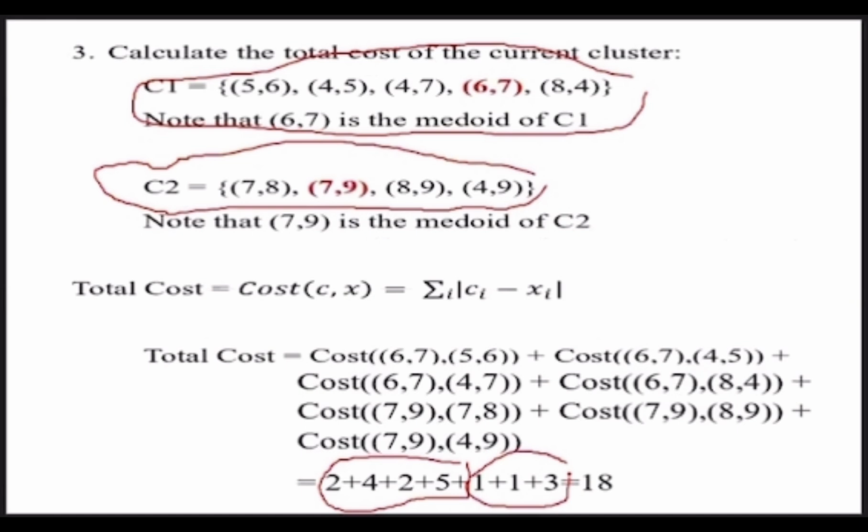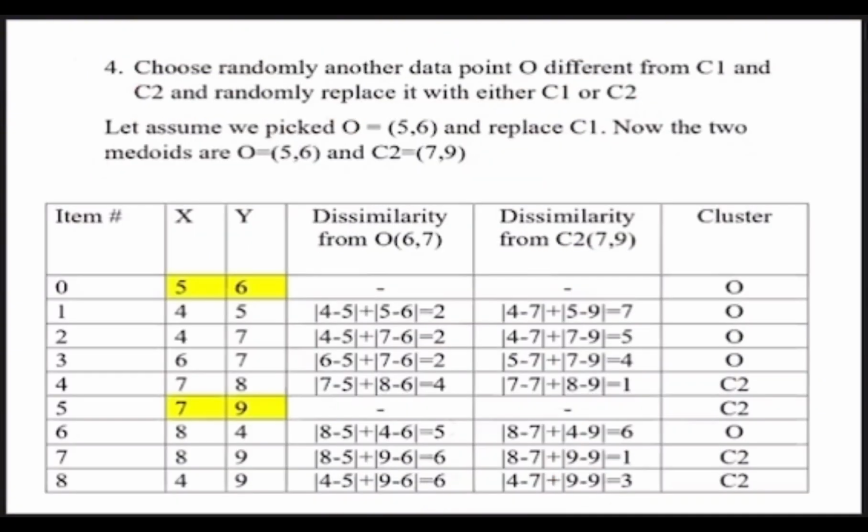Then when you add them up, the total cost of choosing those Medoids 6, 7 and 7, 9, the total distance is 18. Total cost is 18. Now, the next thing we're going to do is swap. We're going to choose another one. The one we chose before, we're going to choose a different one this time around. We're choosing 5, 6.